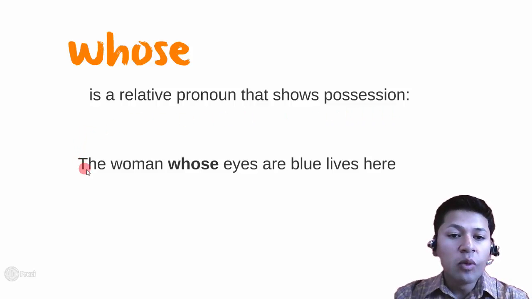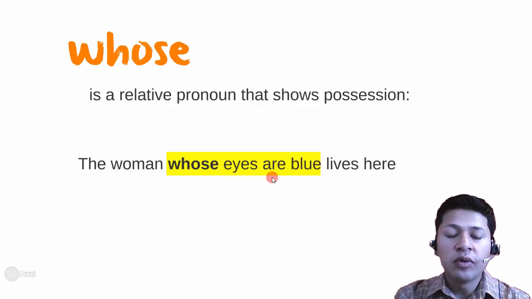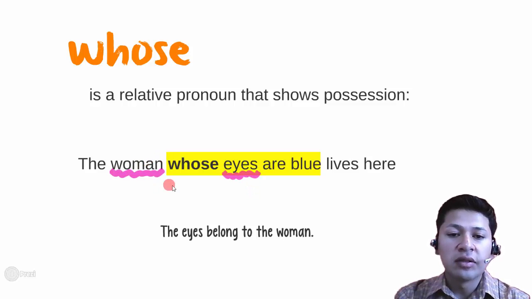Example, the woman whose eyes are blue lives here. Whose eyes are blue is the relative clause. And here, whose, the relative pronoun whose, expresses the idea that the eyes belong to the woman. The eyes belong to the woman. So the relative pronoun whose shows possession.